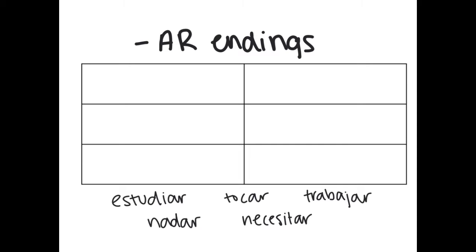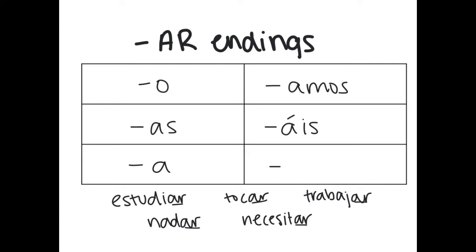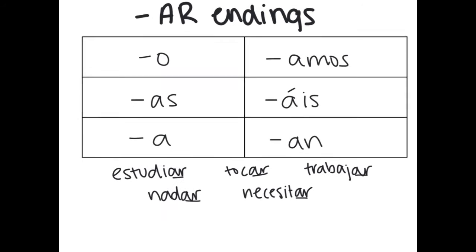Hi guys, so first I'm going to be talking to you about AR endings. So these are verbs like estudiar, nadar, tocar, necesitar, and trabajar. They're verbs that have that AR ending. So they're conjugated in the yo form as o, the tú form as as, the él, ella, usted form as a, nosotros as amos, vosotros as áis, and ellos, ellas, ustedes as an. So now, notice here that in the vosotros form, there is an accent on the A, and then everywhere else there are no accents. So now with these endings, we're going to start to conjugate a few verbs.